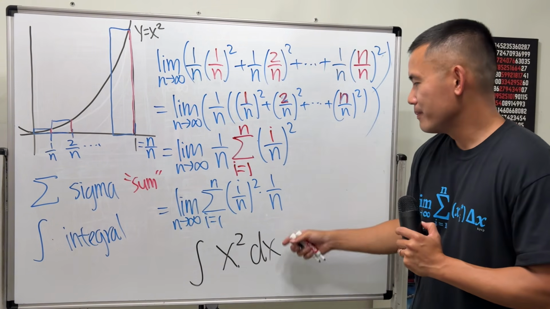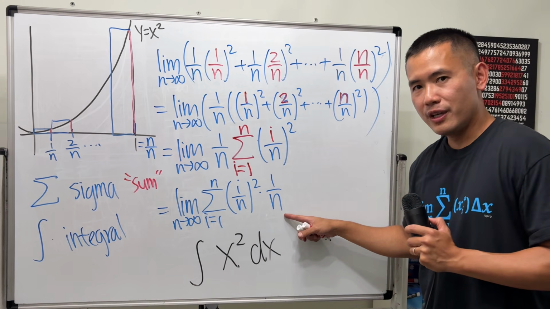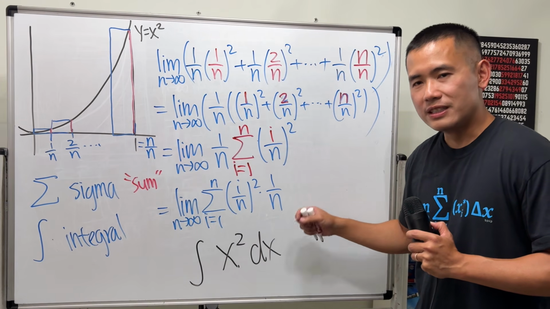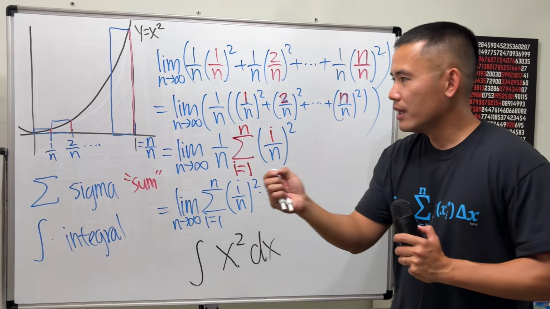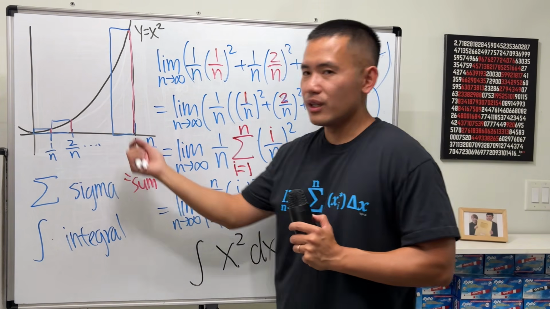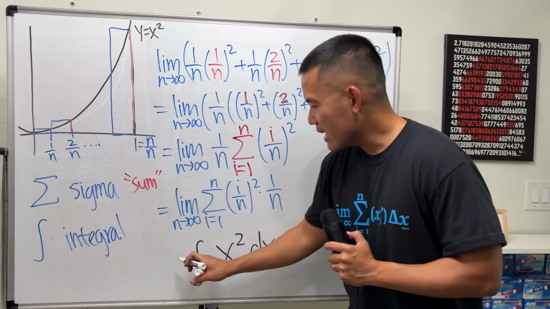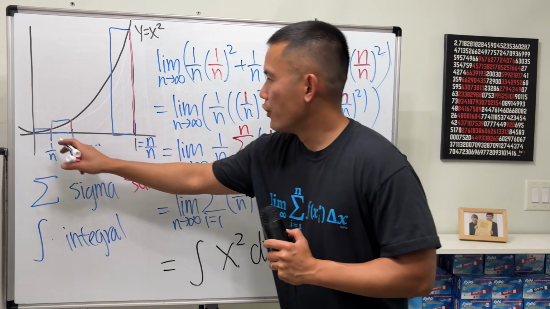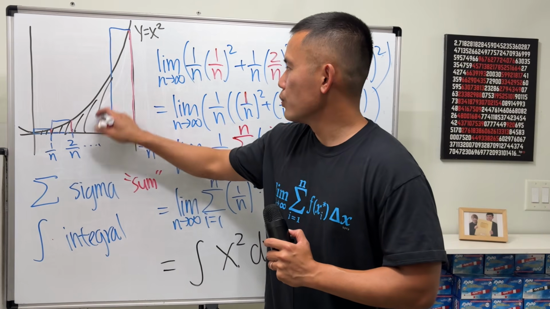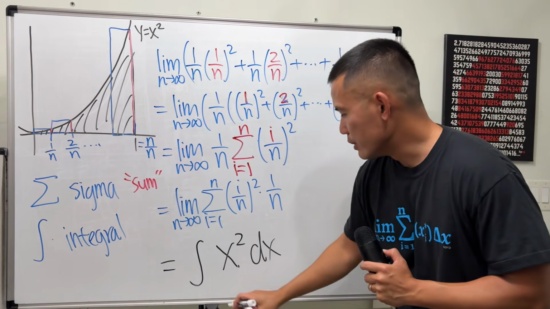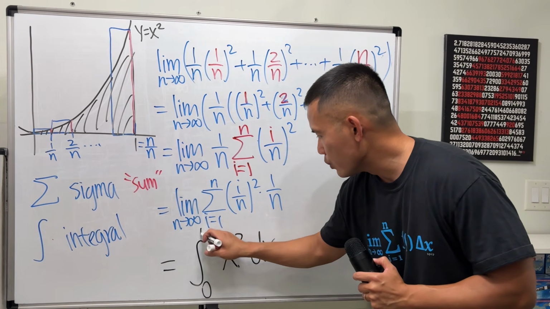Because imagine, if n is 1 million, 1 over a million is extremely small. It's a really, really skinny rectangle. dx, just a little bit. Yes, and in fact, if you want to find the area from 0 to 1, all you have to do is integrate this from 0 to 1.